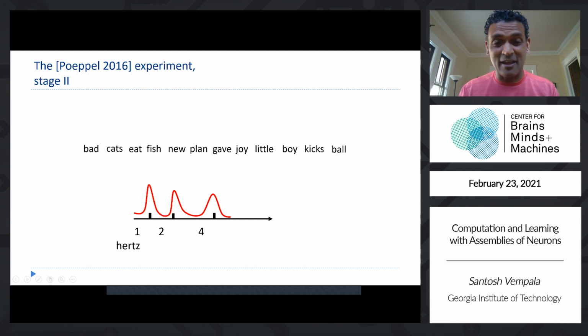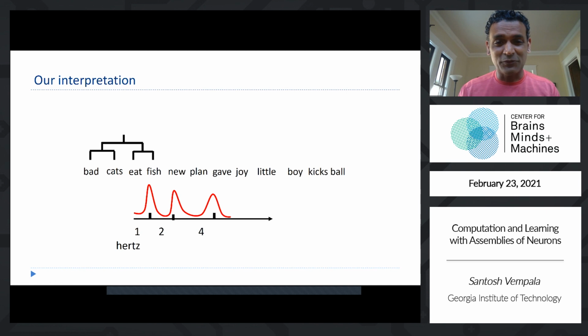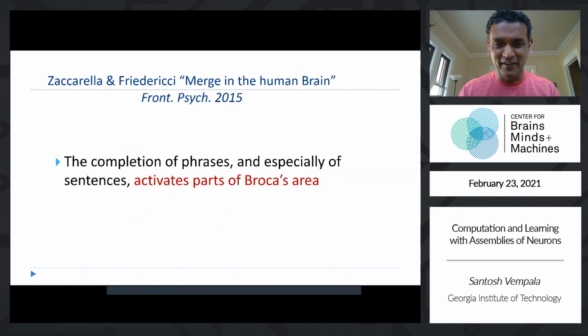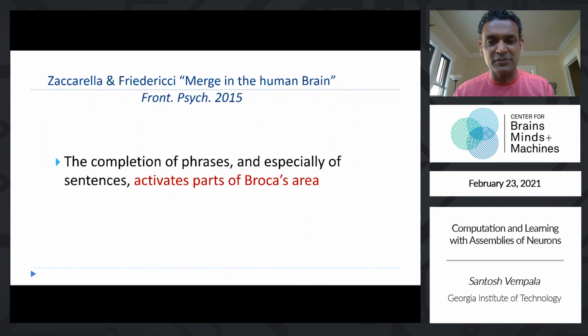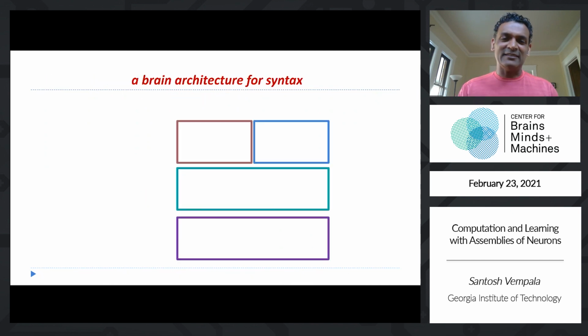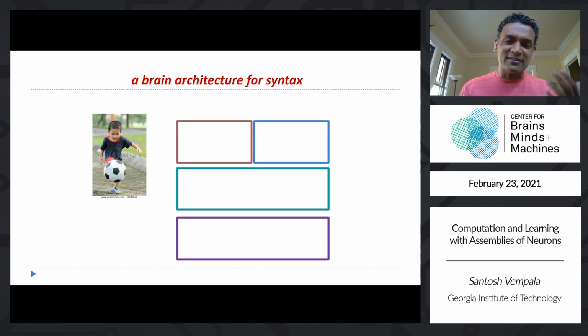And all of these things are happening. Great. So you're forming these little trees in your brain. And indeed, this is also experimentally validated in another set of experiments. The completion of phrases activates parts of Broca's area. And so here's an assembly calculus-based architecture for syntax in language.